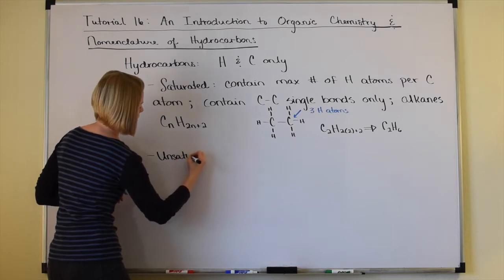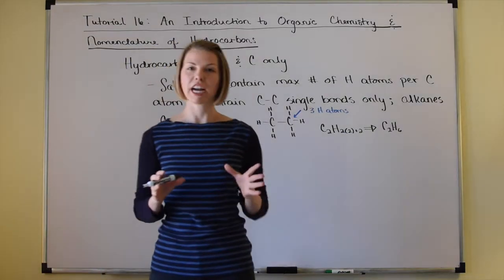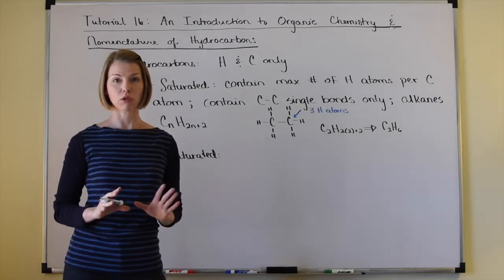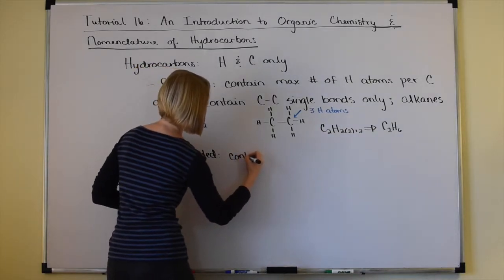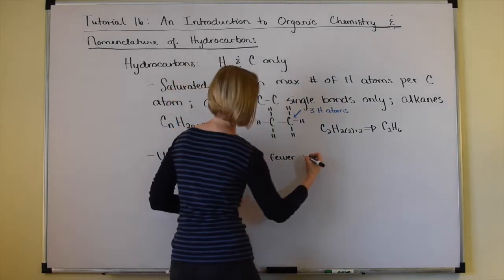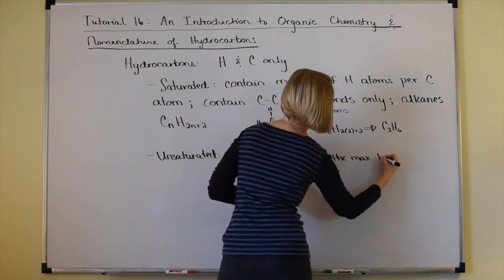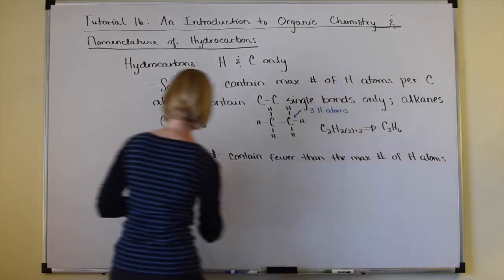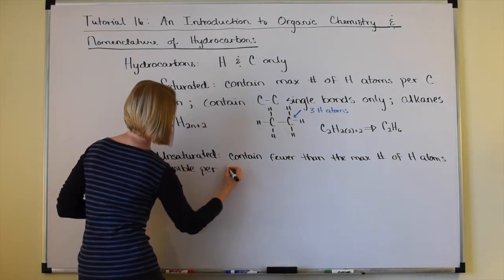unsaturated hydrocarbons. Unsaturated hydrocarbons contain fewer than the maximum number of hydrogen atoms possible per carbon atom in the molecule. So we're going to write here, they contain fewer. They are not saturated with hydrogen. They contain fewer than the maximum number of hydrogen atoms possible per carbon atom.